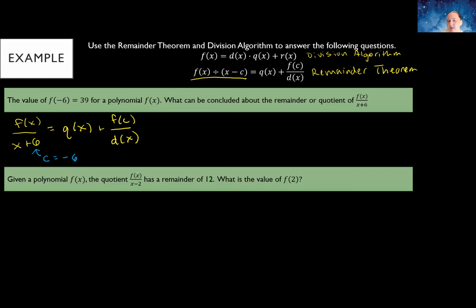So by dividing by x plus 6, this tells us c is -6. That means f of c is f of -6. And now it says the value of f of -6 is 39. So this tells us that we have q of x plus 39 over d of x, and d is what you're dividing by. So I can also replace that by x plus 6, because that's what we divided by.